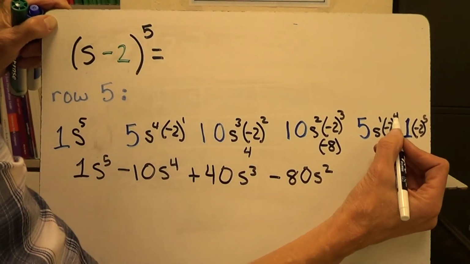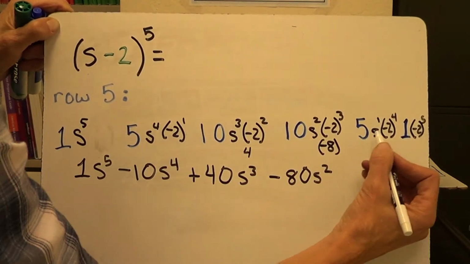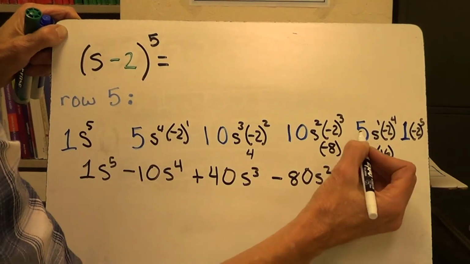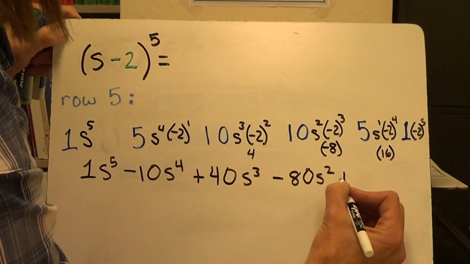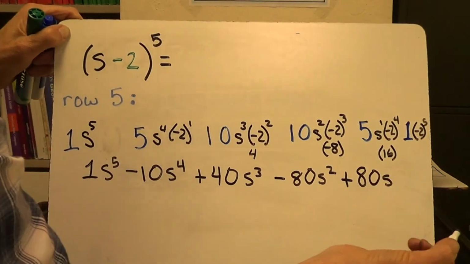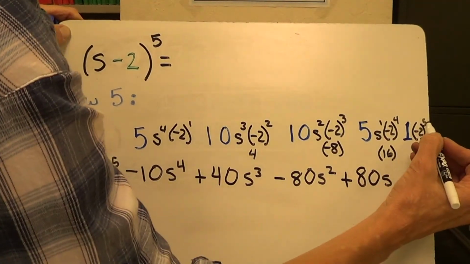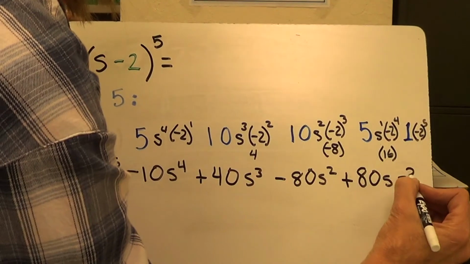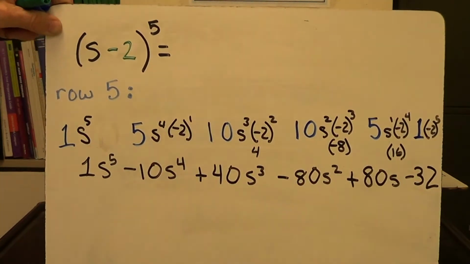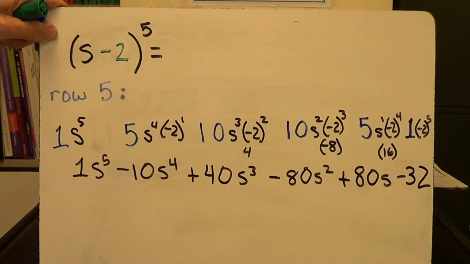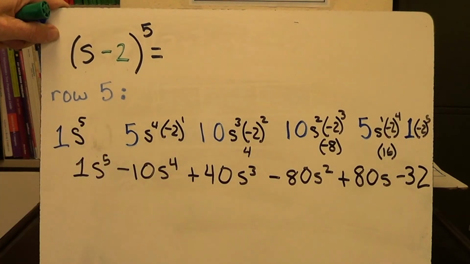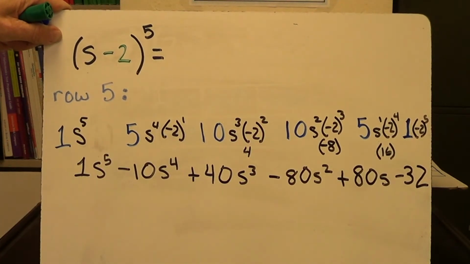Negative 2 to the 4th power would be negative 8 times negative 2, which is positive 16. 16 times 5 is positive 80 s to the 1st power. And then negative 2 to the 5th power is negative 32. Okay, so that's your answer. If you wanted to work it out, doing all the boxes or all the foils, you would get the same answer. That's just a little bit easier, I think, using Pascal's triangle. And that's how you do it.